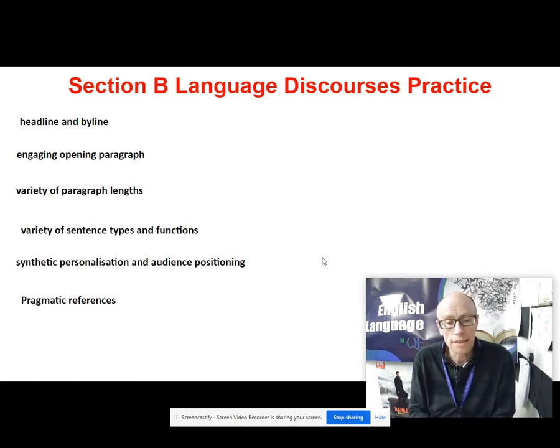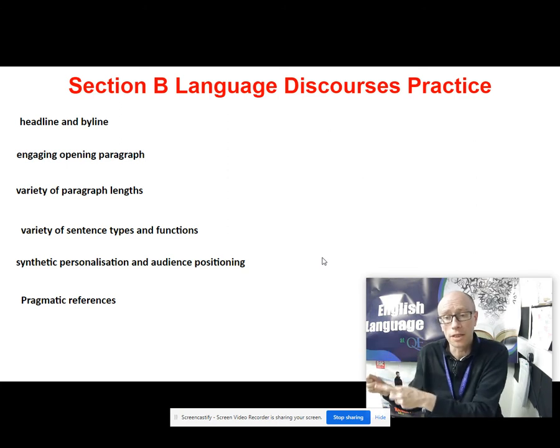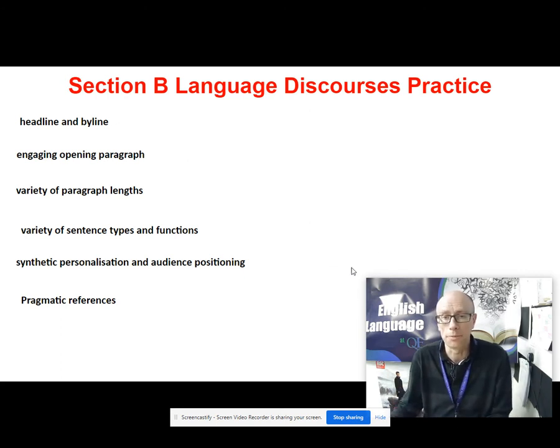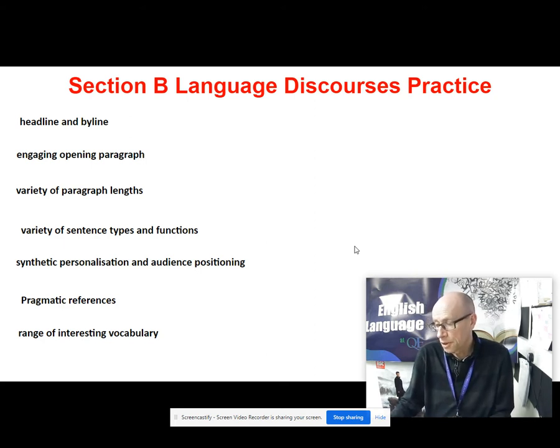some kind of pragmatic references. Incidentally, you need to be referring back to these articles that you're responding to, but don't necessarily assume that the reader has read the two articles. So there needs to be some kind of reference to those articles and some kind of explanation about what the writers were saying before you deconstruct their arguments. You need a range of really interesting vocabulary, so always think of synonyms. If, for example, you've used the word language in one sentence, in the next sentence, try and think of an alternative, like the word lingo, for example.